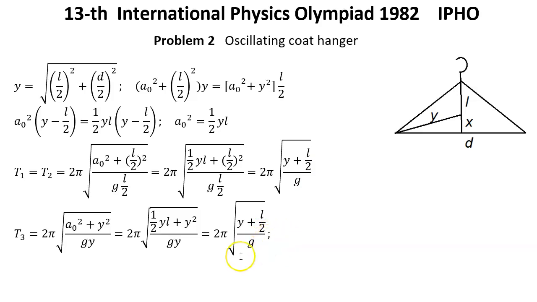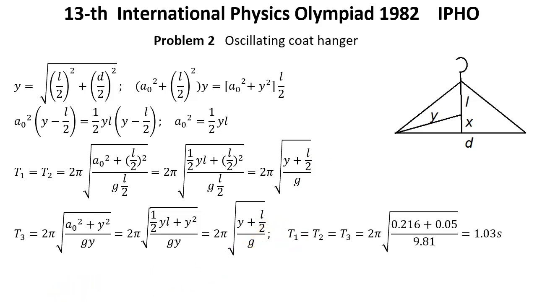Now we just need to put in the numbers and get the total period. After putting in all the numbers we have this expression, which is 1.03 seconds. That was the solution for problem number 2.